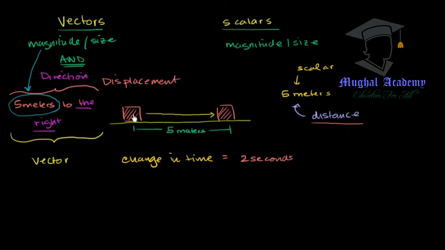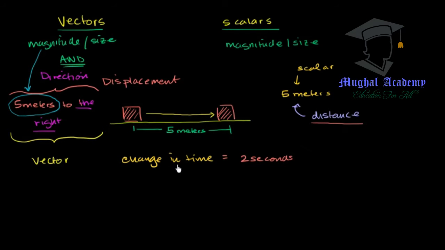So maybe right when the block started moving, on my stopwatch it said 0, and when it got to this position, my stopwatch said 2 seconds. So the change in time, or the duration we're dealing with, is 2 seconds. And for all we know, time only goes in the positive direction. So you could pick that as a vector or a scalar quantity, I guess, because there's only one direction for time, at least in what we're going to deal with for the simple physics.